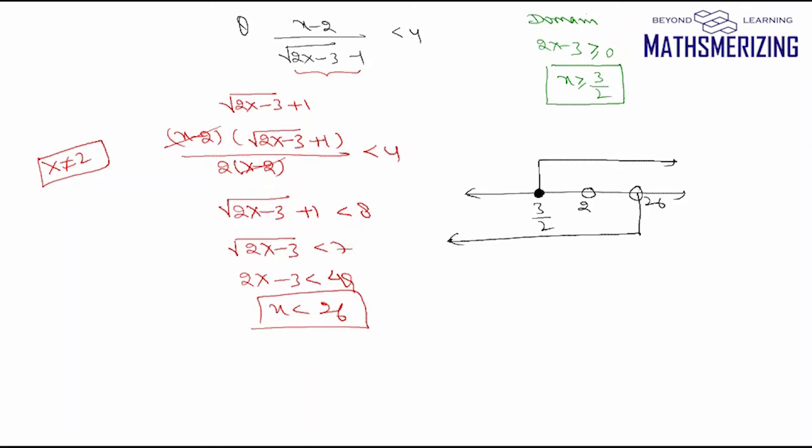So the final answer to this question is x belongs to included 3/2 to not included 2, union not included 2 to not included 26. So that's the answer to this question.